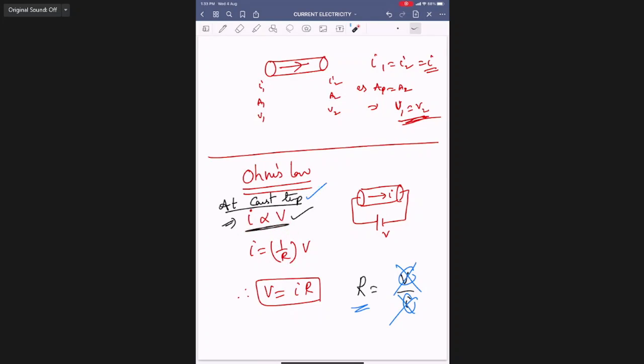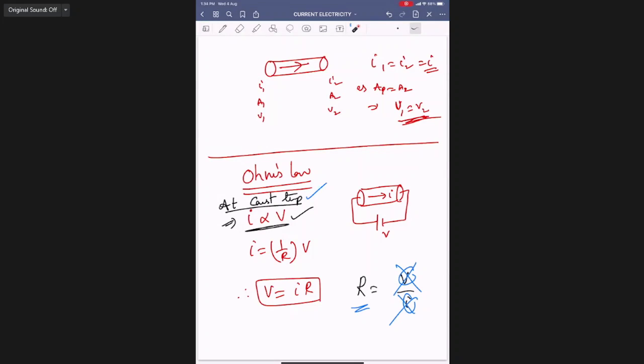Now simply, V equals IR, and R equals V by I. R is only the ratio of the potential difference and I. It does not depend on either V or I. R is a constant at a given temperature. It depends on the nature of the conductor. Don't think that V equals IR, then R equals V by I, so if V is increased, I also will increase. The ratio remains constant at this temperature. If V decreases, I also decreases. So R is not dependent on the potential difference nor on the current conducting.